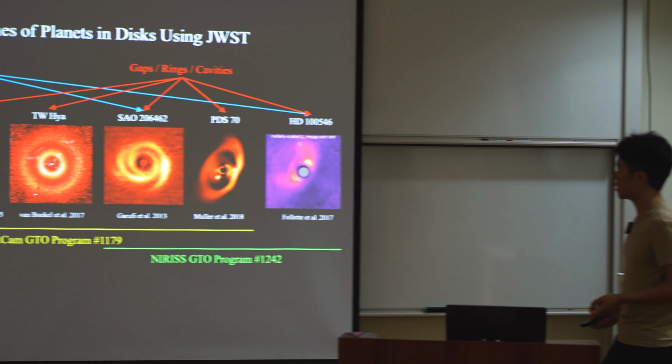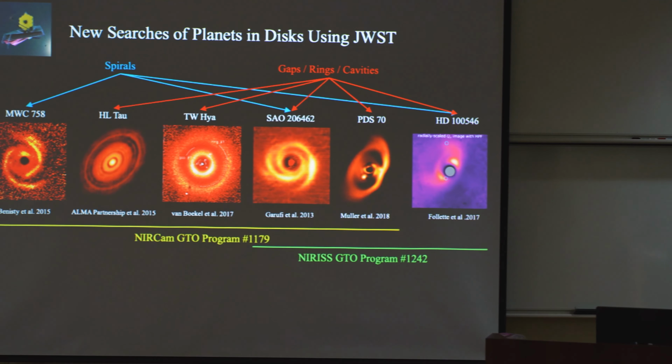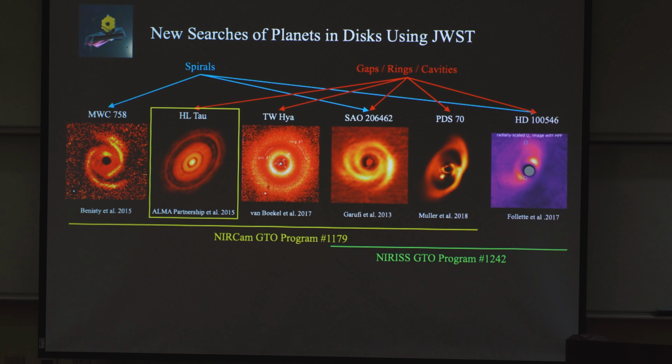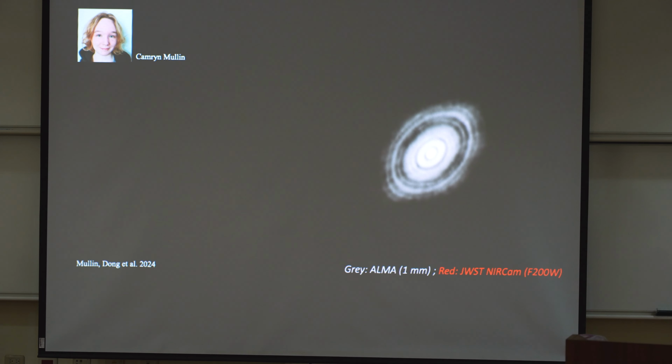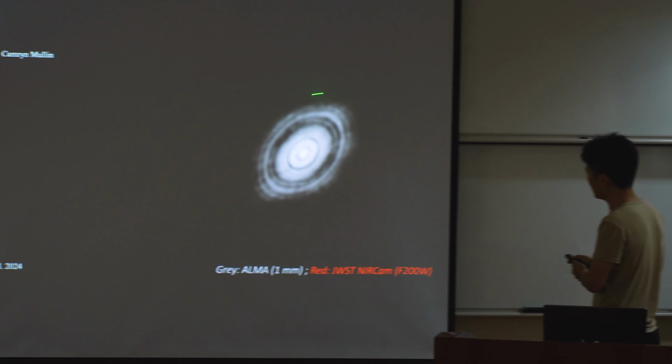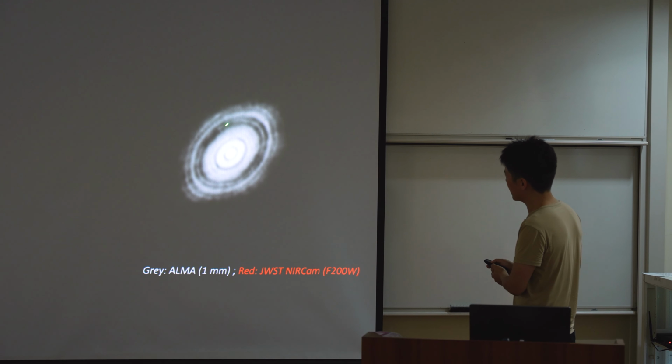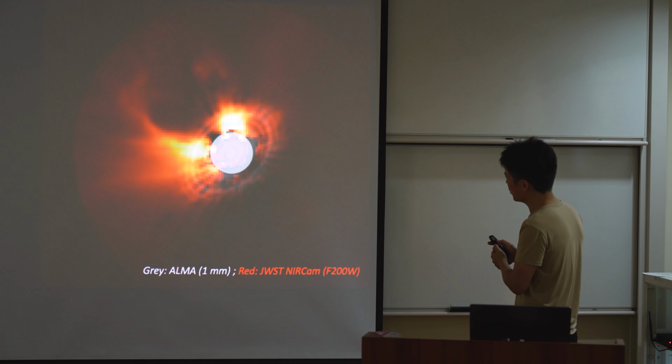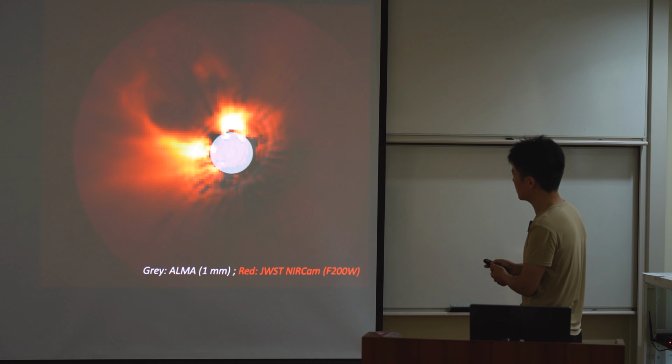Both programs are still ongoing, so I don't have a whole lot to show you. I'll just give one example here. The iconic HR Tau system, this is where the entire business gets started. This is work done by my other graduate student, Cameron Moline. This is an ALMA observation of the HR Tau disk, the first high-resolution millimeter image of any disk. You see all these rings and gaps, and the hypothesis is that they are opened by planets. And now this is a James Webb near-infrared image of the system.